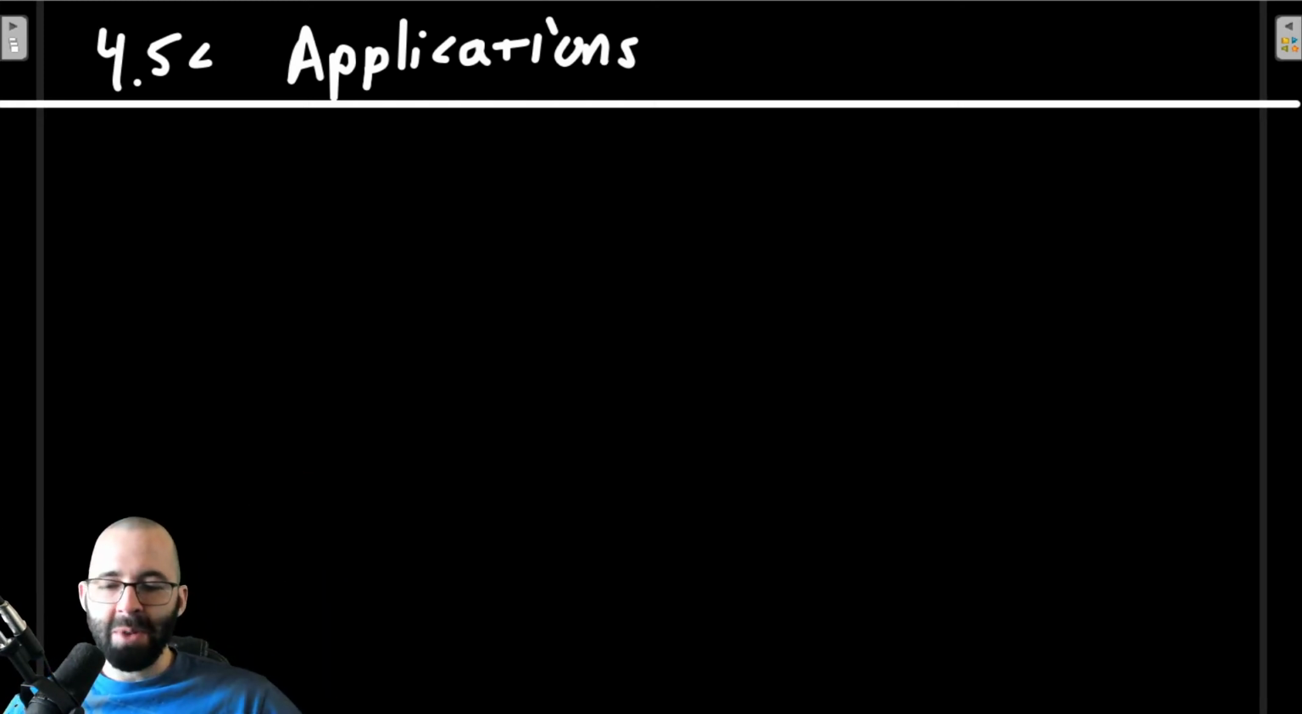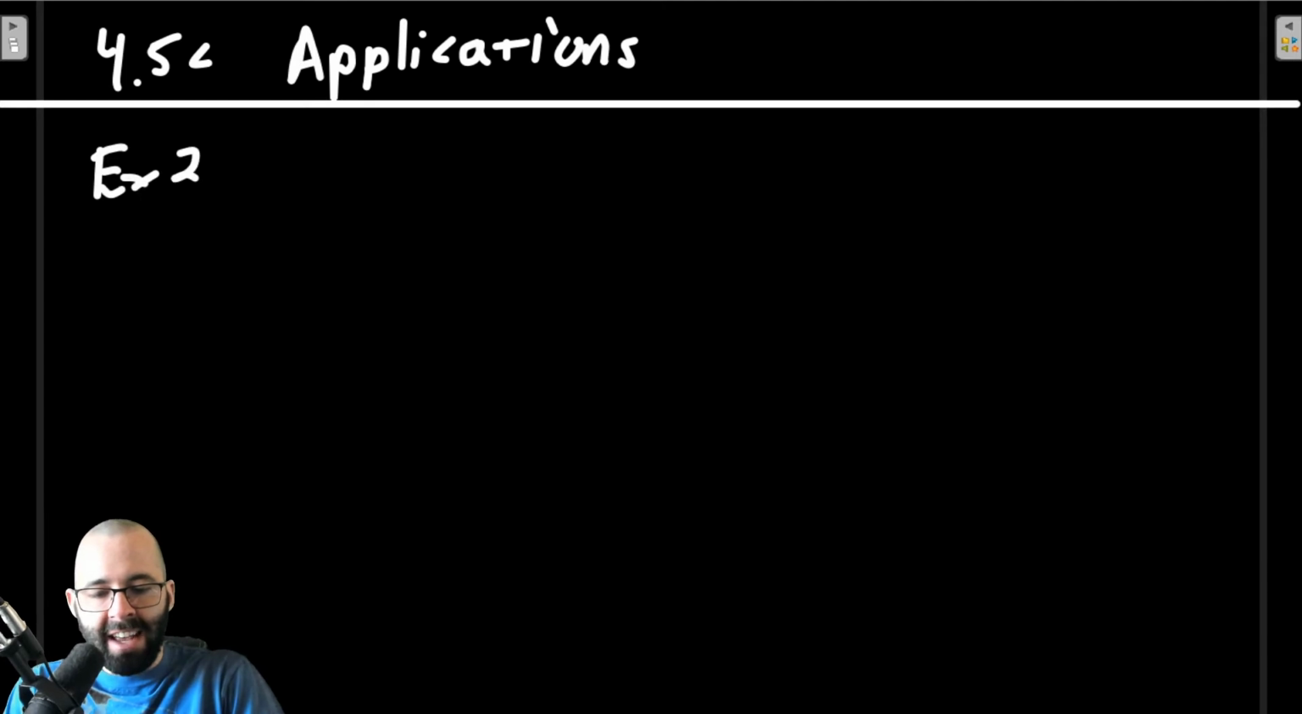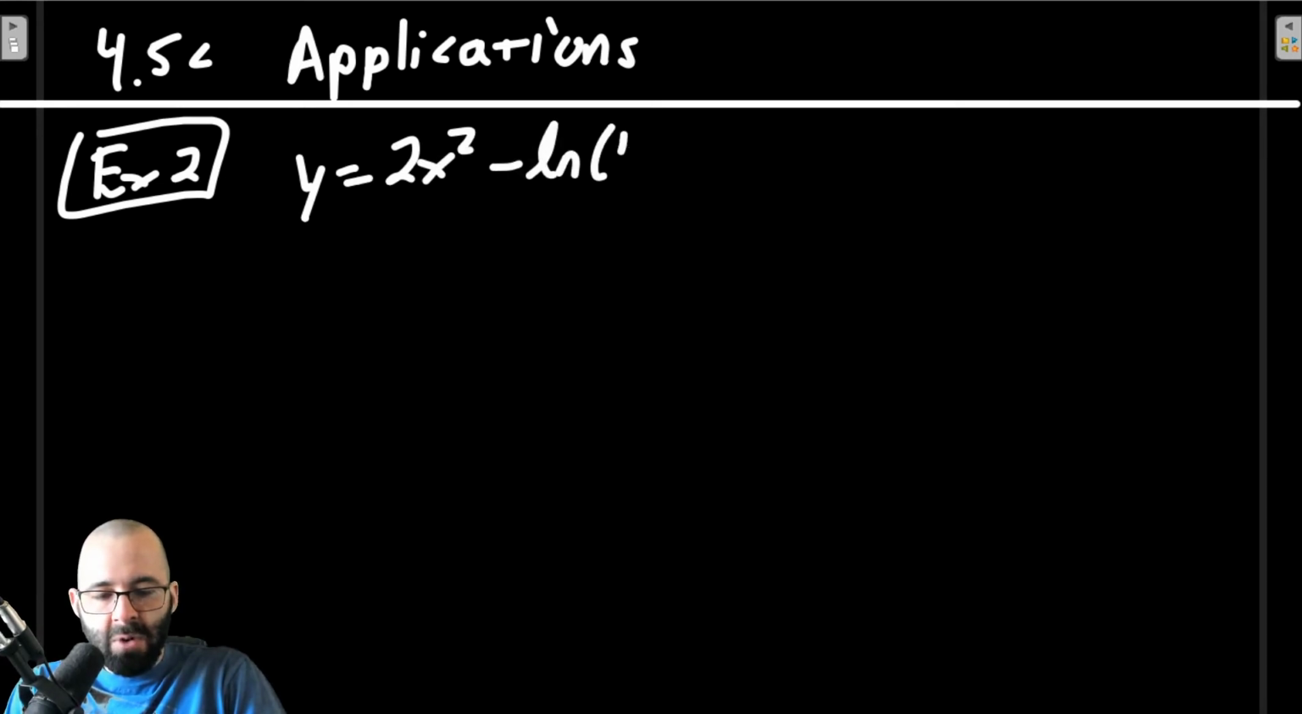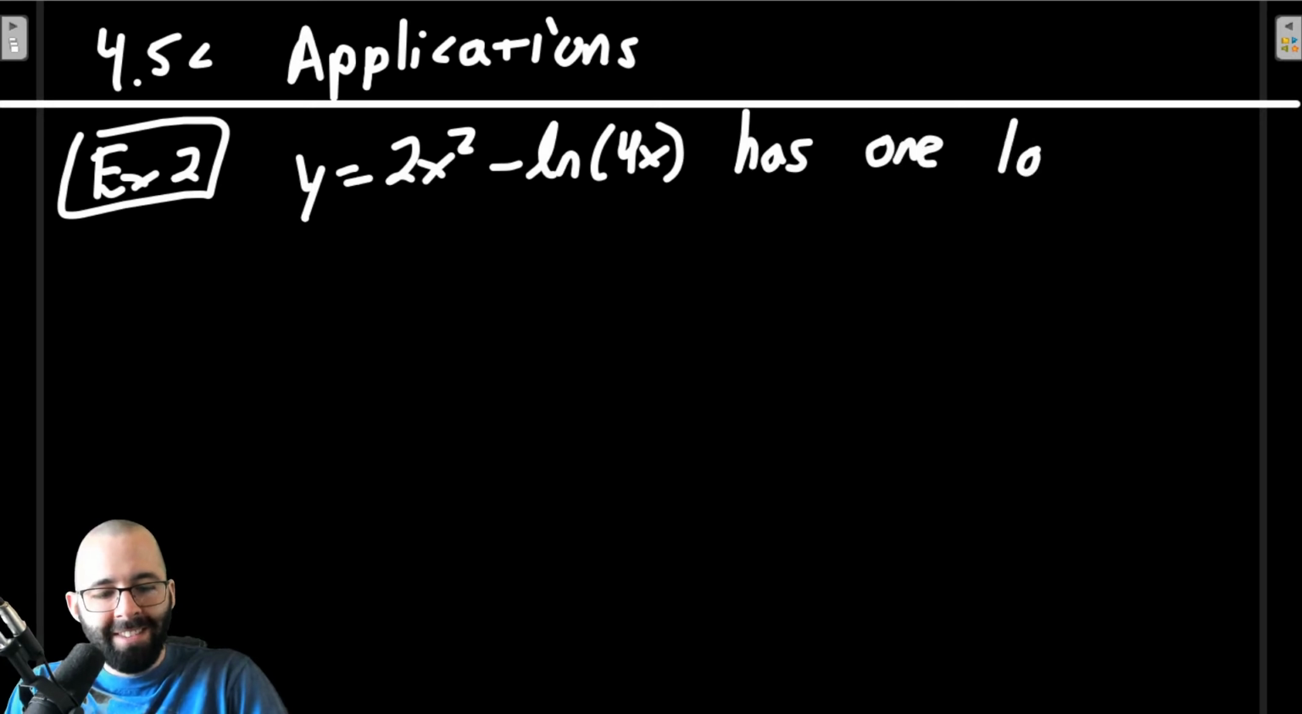We're going to talk about some applications of logarithms. Nothing too crazy, nothing too heavy. We just have some light applications. Applications light, L-I-T-E. Example 2. y equals 2x squared minus the natural log of 4x has one local min.